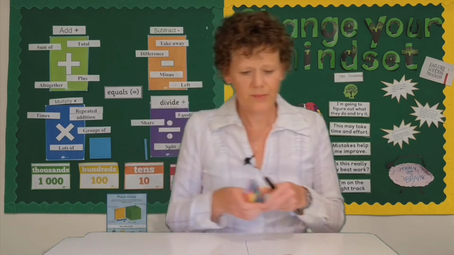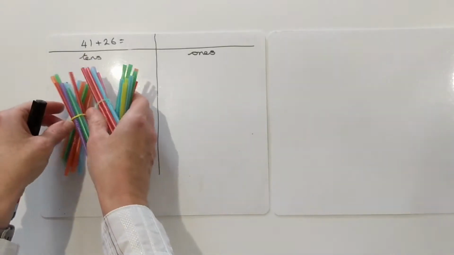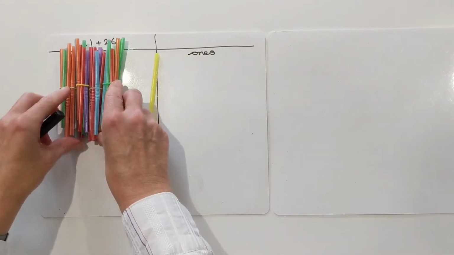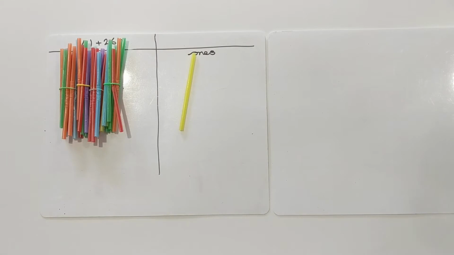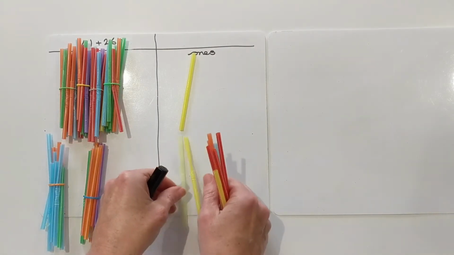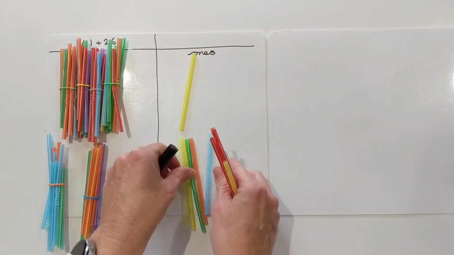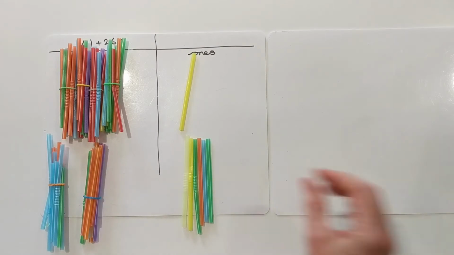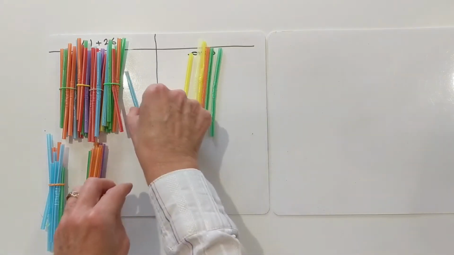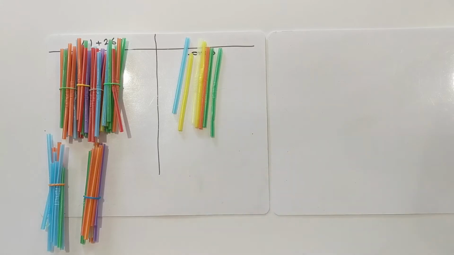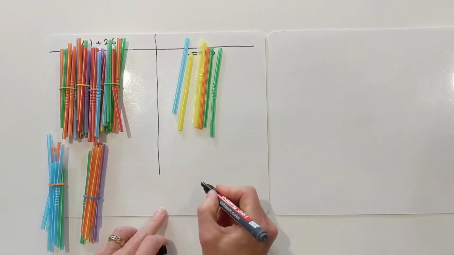So my first number, I have 4 tens, 1, 2, 3, 4, and 1 one. And then my second number, I have 2 tens and I have 6 ones. 1, 2, 3, 4, 5, 6. So there's my two numbers. I can then put my ones together. Do I need to regroup? 1, 2, 3, 4, 5, 6, 7. No, I don't need to regroup, so I can put my digit 7 straight into my ones column.